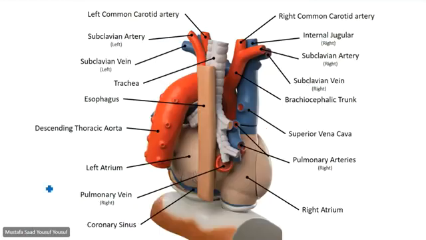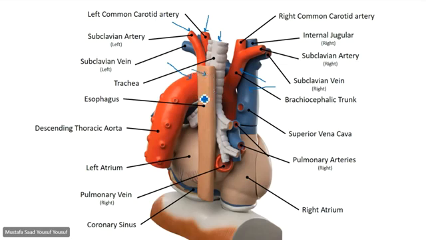Now the same model but seen from behind, posterior view. What do I see? This is the arch of the aorta with its several branches: the brachiocephalic trunk, the left common carotid, and the left subclavian. Here also we have the superior vena cava, and here we have the trachea, and here we have the esophagus.